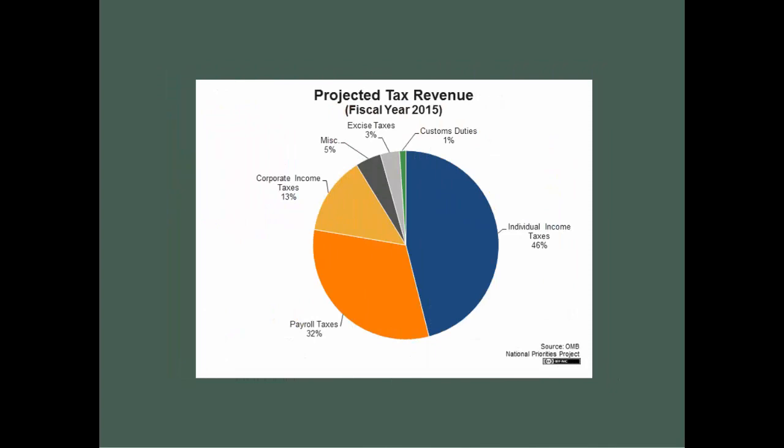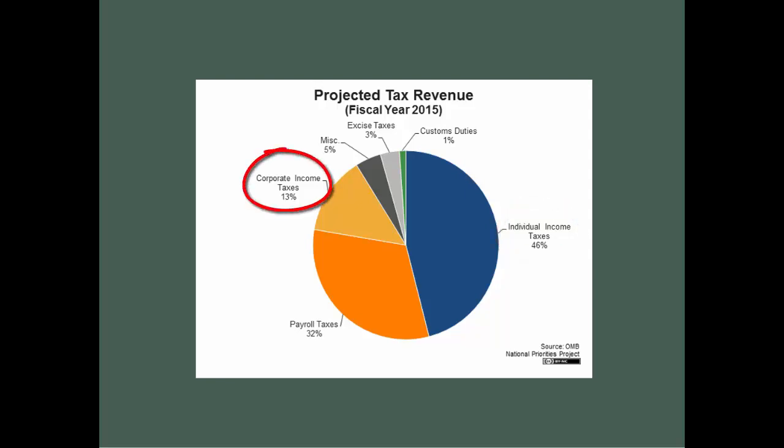Most of the money to pay for the budget comes from taxes. This chart breaks down the different kinds of taxes collected by the government and their relative share. The largest source of government income is through personal income taxes collected from individual citizens. It is estimated this will amount to 46% of all money collected in 2015.